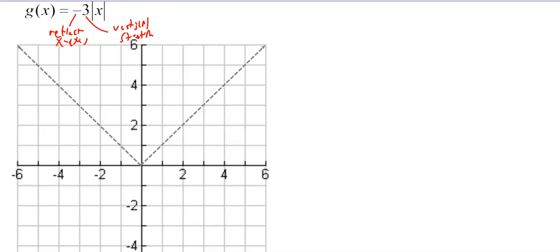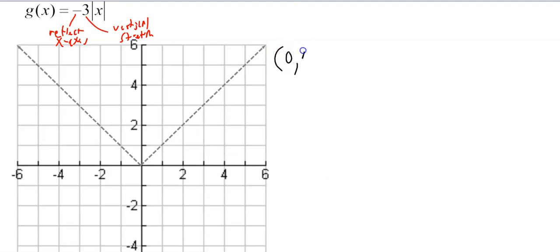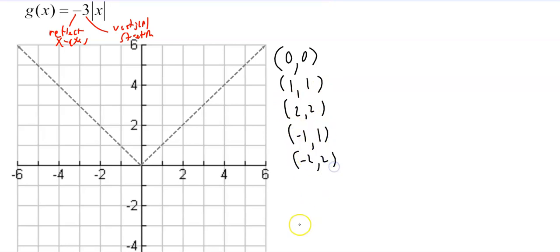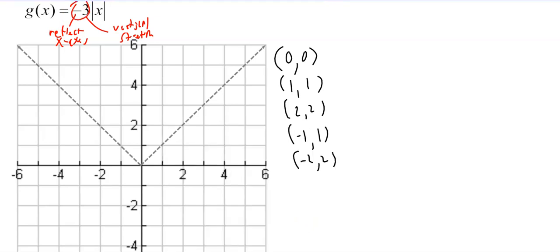So again, what I tend to do every time here, especially when you're getting used to this, is just write out all the points you know and love: (0, 0), (1, 1), (2, 2), (-1, 1), and (-2, 2). So multiply all the y values by negative 3, which should take care of both transformations in one step, which is really nice.